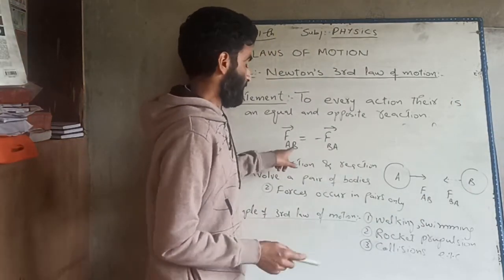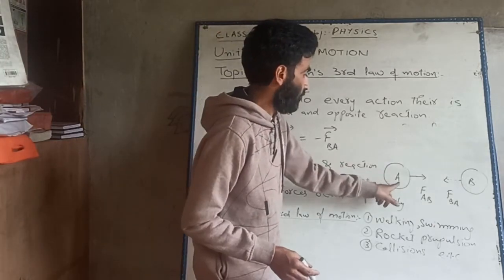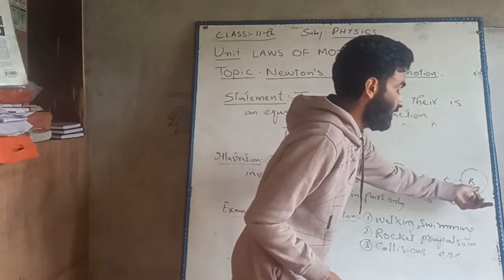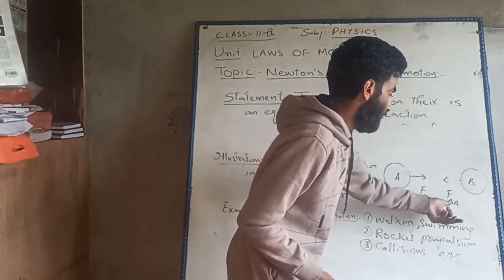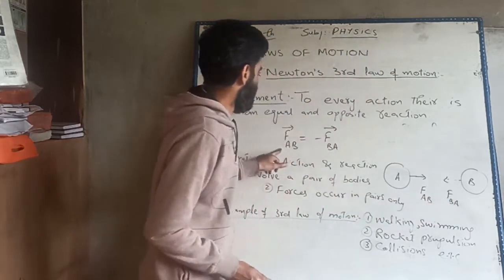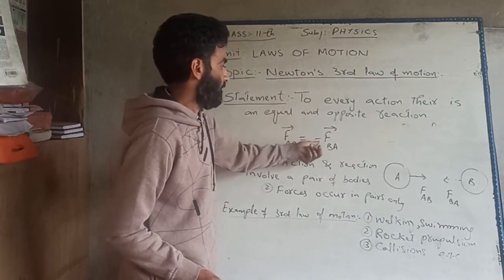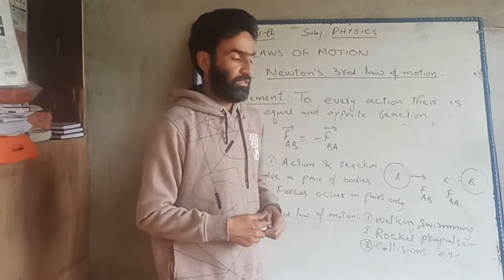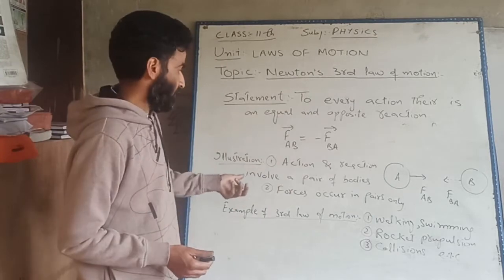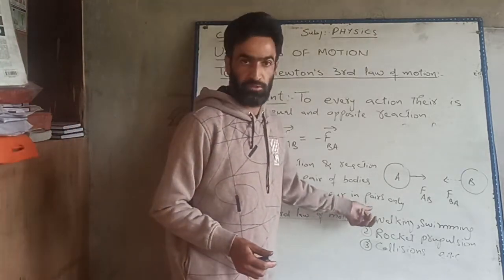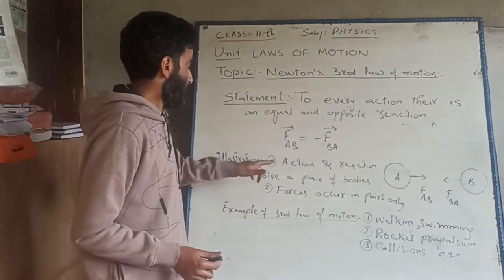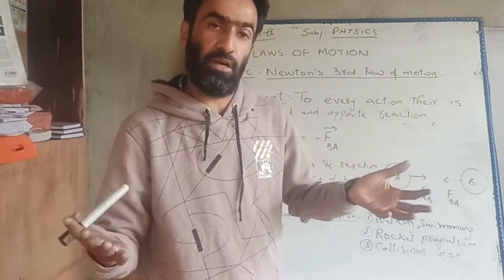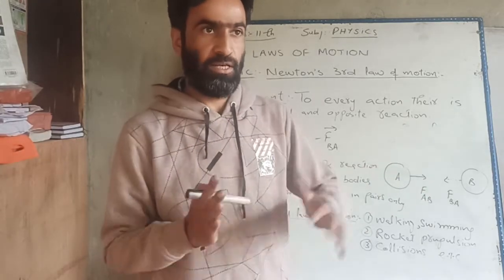As an example, if F_AB is the force by body A upon body B, then the reactive force back by body B upon body A, if denoted by F_BA, then these two forces are equal but opposite. This is positive and this is negative. Let us illustrate some more things about the third law of motion. First, it is clear that forces occur in pairs. Next, action and reaction involve a pair of bodies. There will always be a pair of bodies where action and reaction arise.